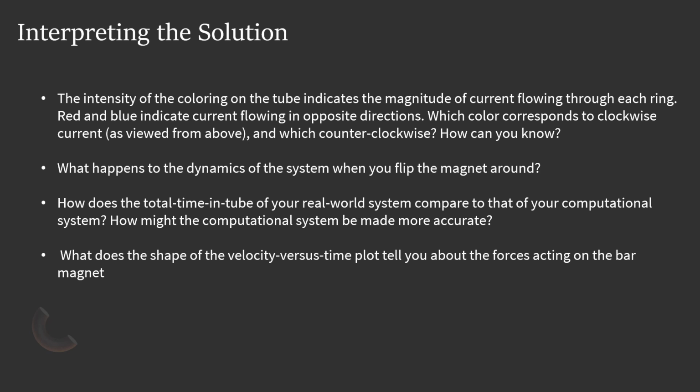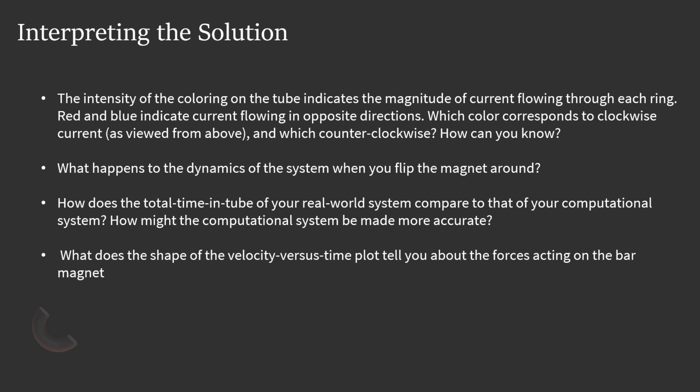To answer the third question, the total time in the tube in the experimental model compared to the computational model was almost the same, as the computational model was only larger by 0.042 seconds, and the graphs that were produced were almost identical even before I modified the dipole moment in the computational model to match the experimental results. The computational system can be made more accurate by splitting the tube into more rings or reevaluating the magnetic dipole moment of the magnet in the experiment.